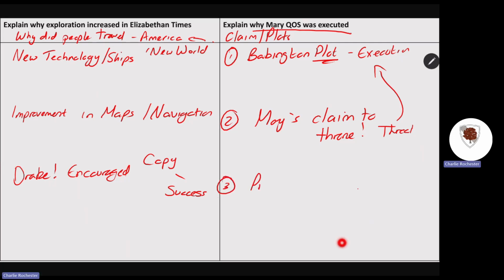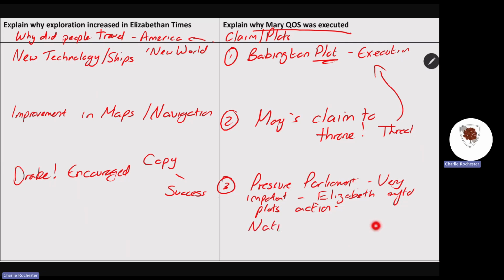And you could also talk about pressure from Parliament, which was also very important, as they were very much putting pressure on Elizabeth after the plots to take significant action to remove Mary, Queen of Scots, to make it look like she was a strong monarch. Parliament were thinking about national security and to ensure that Elizabeth looked strong and not vulnerable to places like Spain.